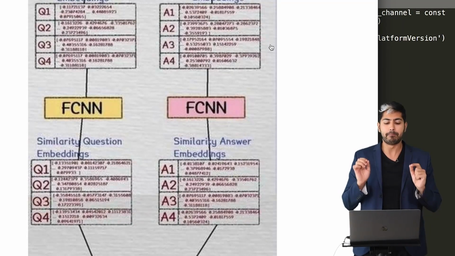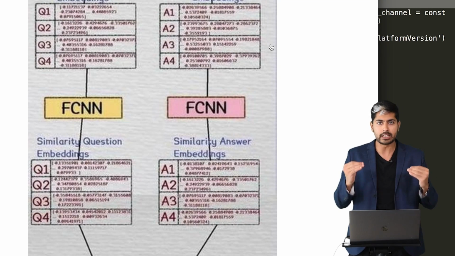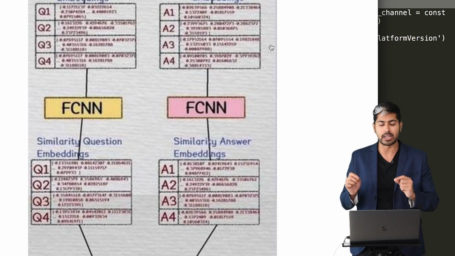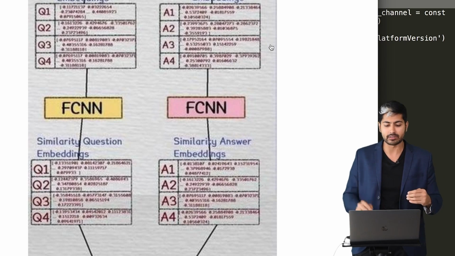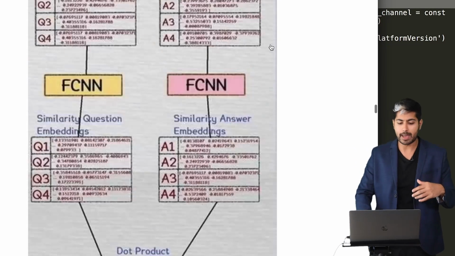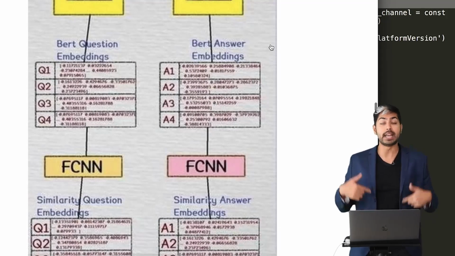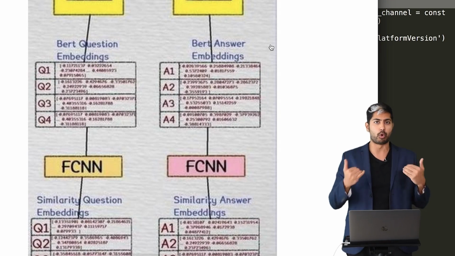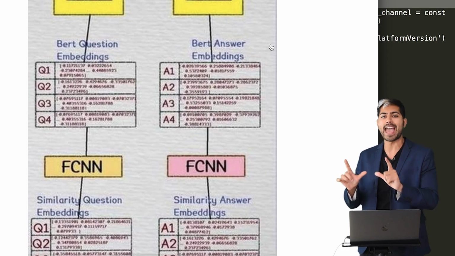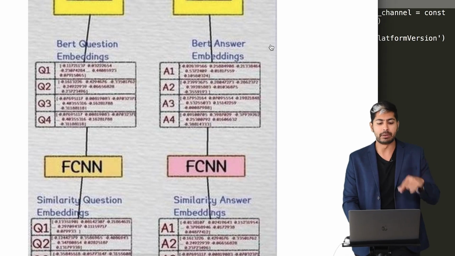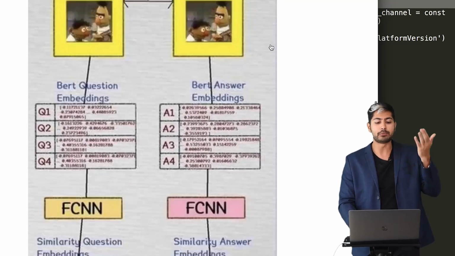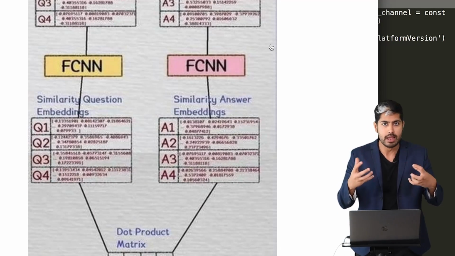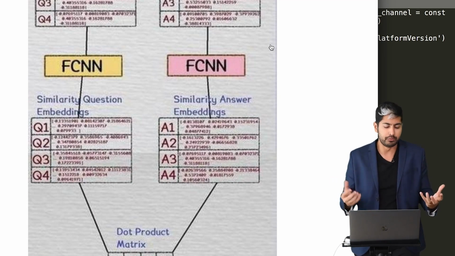Then they input them both through another fully connected neural network, FCNN. Now, the reason they did this was to get these similarity question embeddings. And so what happened was that by inputting these embeddings into another network, the result was more robust. And so that's why they added another network. They could have not, but they found through trial and error that taking the results from BERT and inputting them to another network to create another matrix actually improved the results.